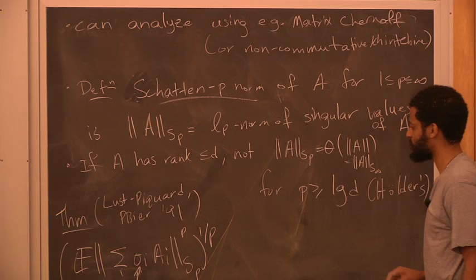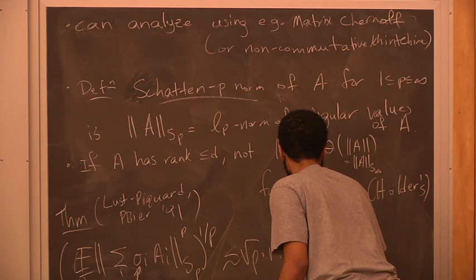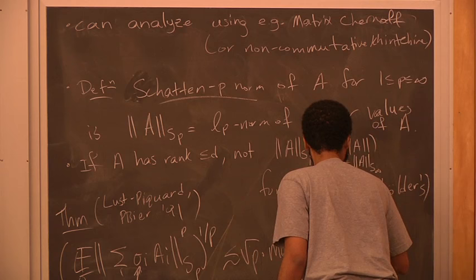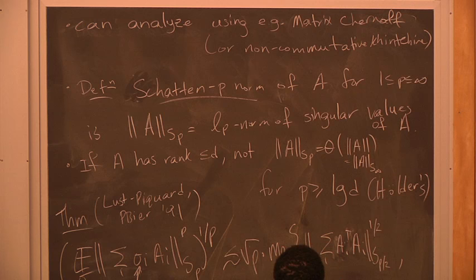This is at most, up to a constant, root p times the max of two terms. The first term is the sum over i of Ai transpose Ai, Schatten p over 2 norm to the 1 half. And the second is the sum over i of Ai Ai transpose, Schatten p over 2 norm to the 1 half.